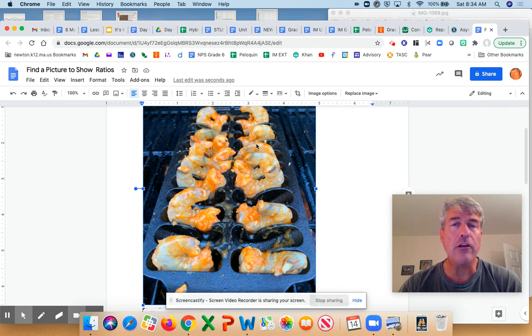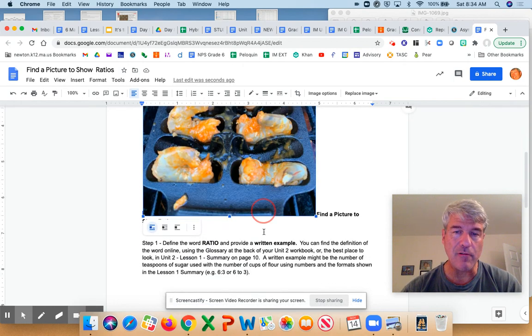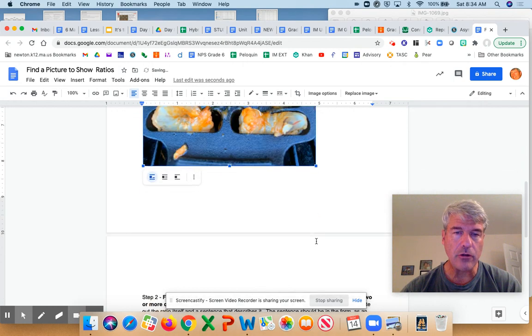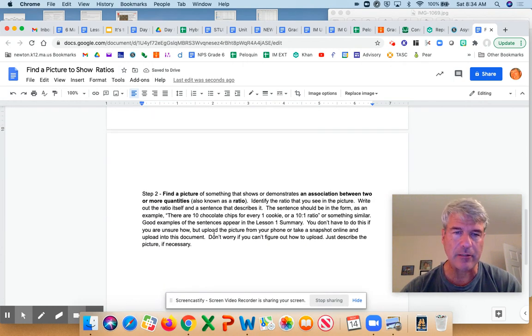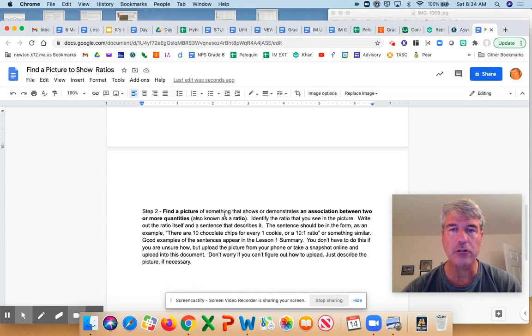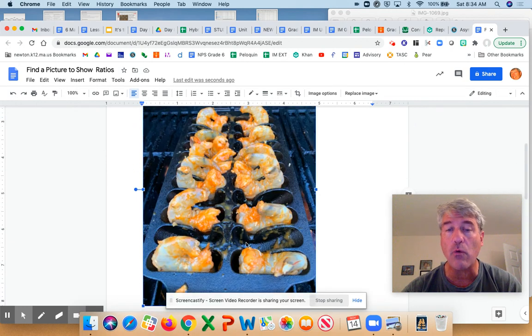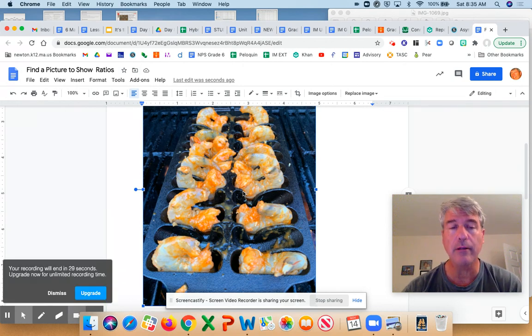Come up with a ratio and use the sentences again in the ratio structure, the 6:3 using the colon or other means that you can see in the lesson 1 summary on page 10. So that's the second part of your assignment. I have to move my picture down to place it under step 2, and then I'll describe the picture and say, well, maybe I want 4 shrimp for every one person. But since this shrimp boat enables at least 12, maybe it's 12 shrimp for every 3 people.